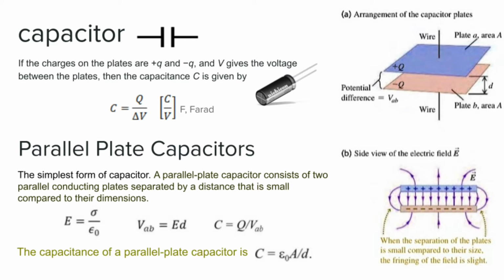Capacitor. A capacitor is a device used in a variety of electric circuits. The capacitance C of a capacitor is defined as the ratio of the magnitude of the charge on either conductor plate to the magnitude of the potential difference between the conductor plates. There is a formula for finding the value as shown in the slide.